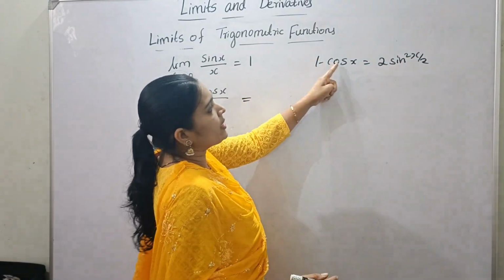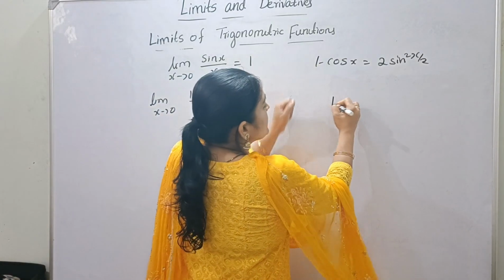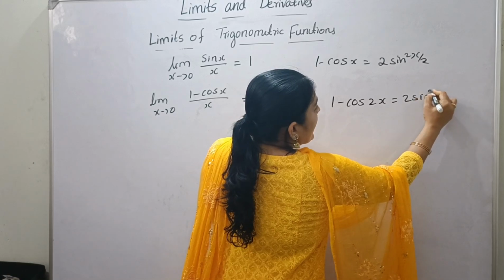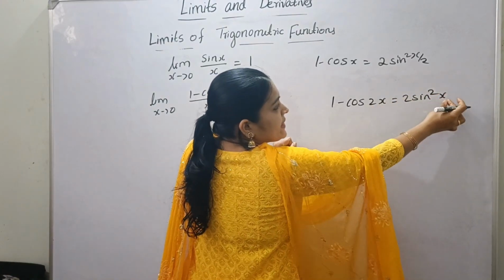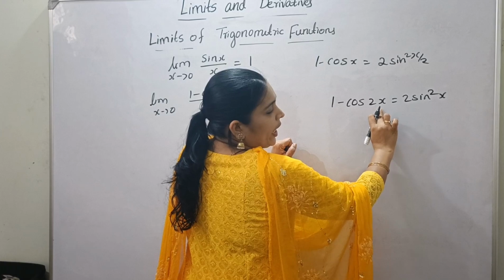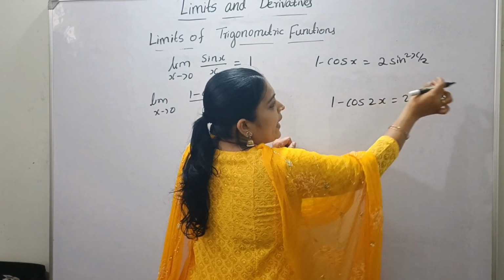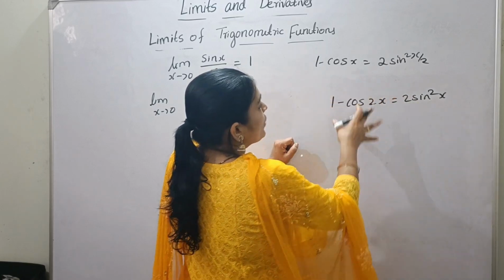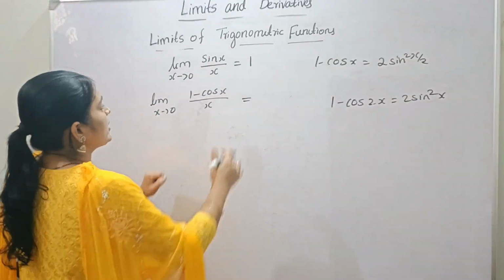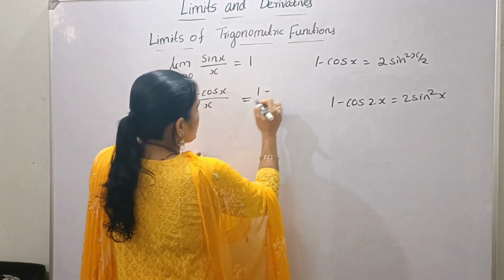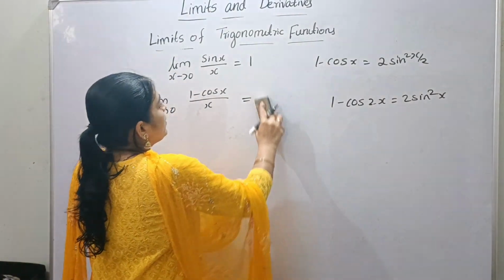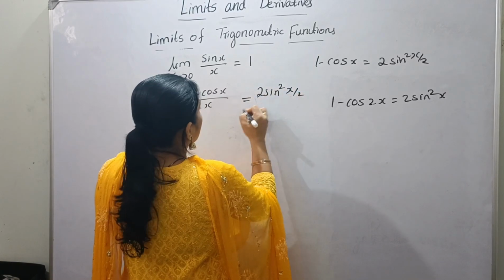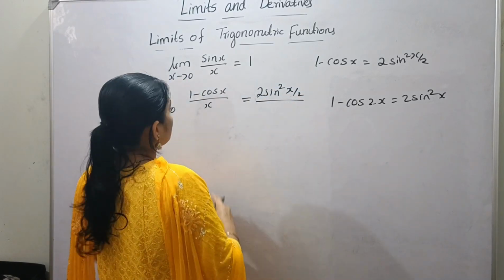If it is 1 minus cos 2x, this is the formula: 1 minus cos 2x is equal to 2 sin square x. When it is 2x it becomes x, half of this. So if it is x, it becomes x by 2, half of x. So 1 minus cos x can be written as 2 sin square x by 2, divided by x.